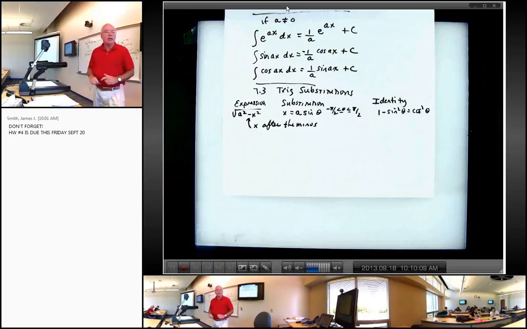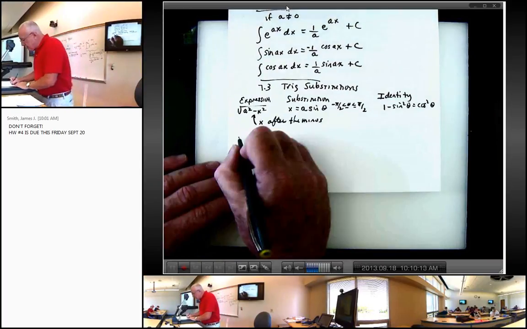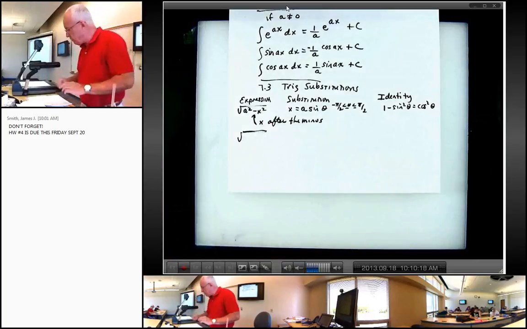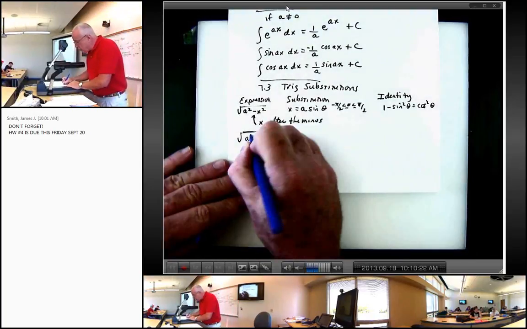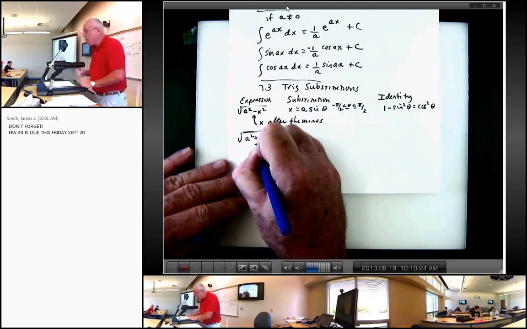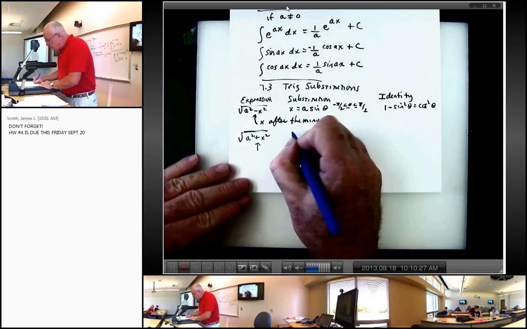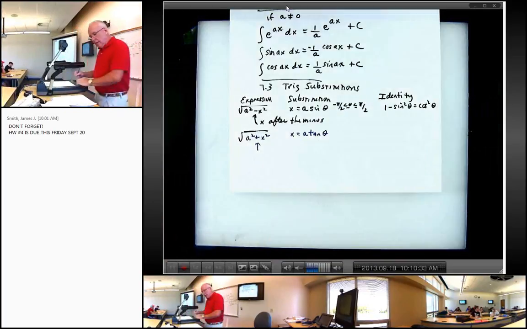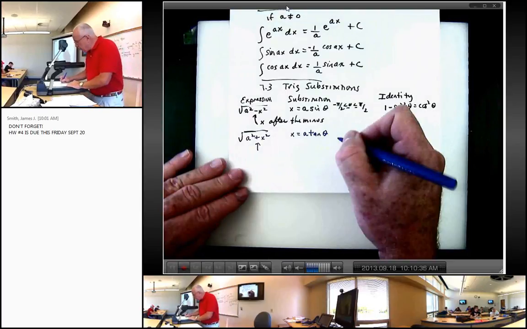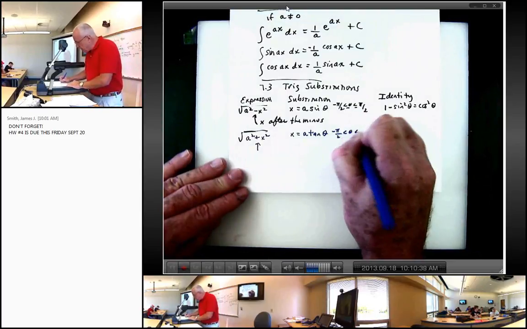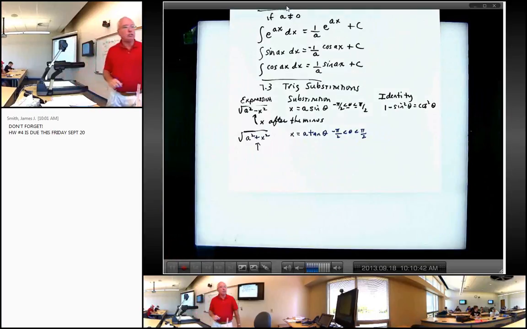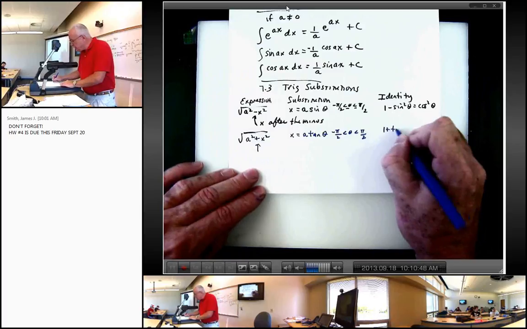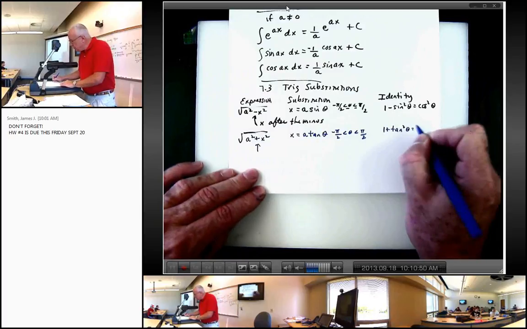And we end up using a times the sine. Now the second one is where we have a plus sign, a squared plus x squared. What we do with our substitution is let x equal a times the tan of theta. And here we're talking about anywhere in the first and fourth quadrants, theta between minus pi over 2 and pi over 2. And the identity that we use with this is 1 plus the tangent squared of theta is equal to the secant squared of theta.